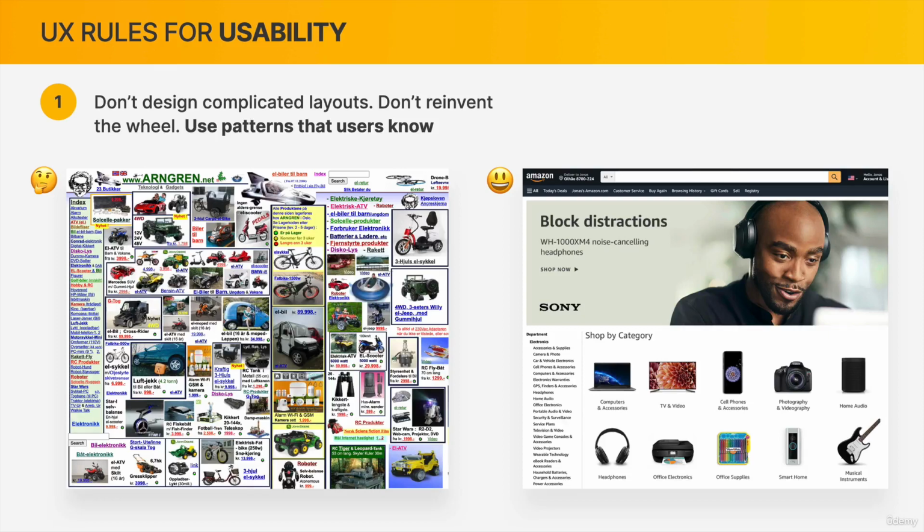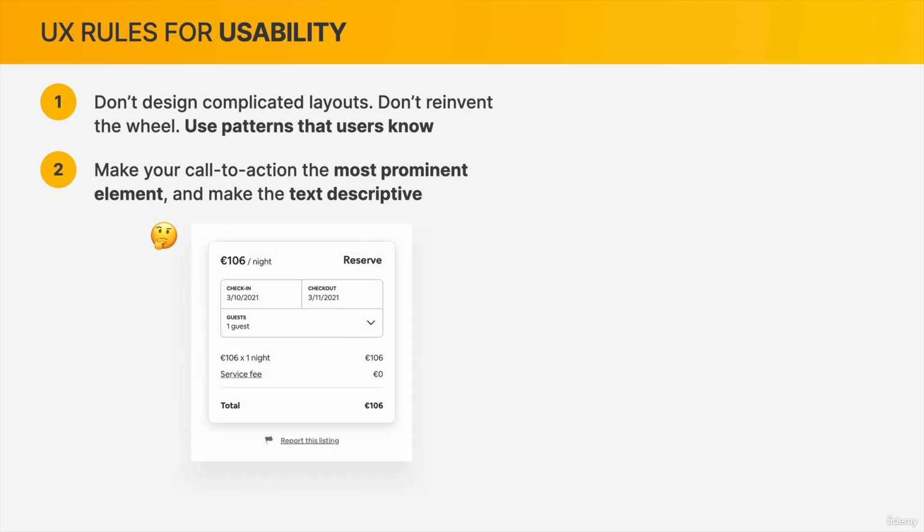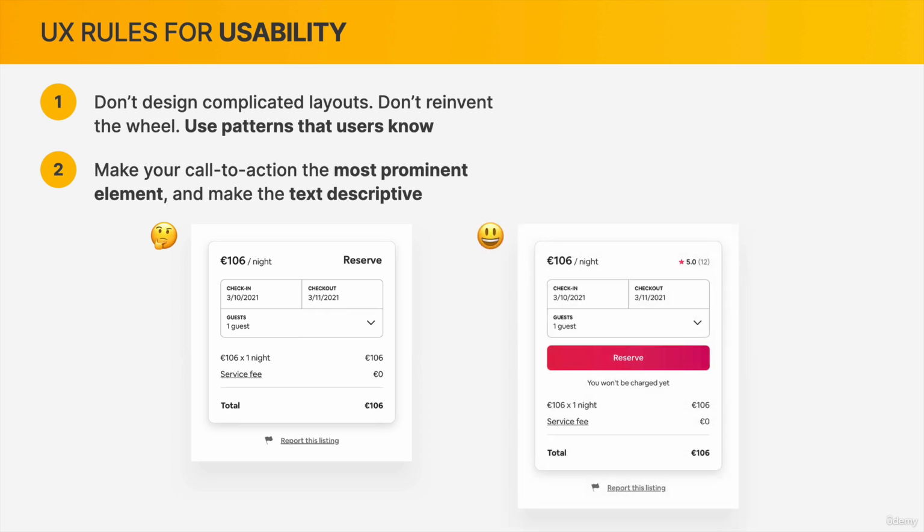Okay, never forget that. Next up, always make your call to action, which is usually a button, the most prominent element on the screen. Here, for example, the reserve button is quite difficult to find, and so this will create a frustrating experience for your user. On the other hand, here of course, it is pretty clear how you can reserve a booking. So all you have to do is to click this button. It is really clear because the button really stands out. It's really prominent. And so that's basically also what we learned in the lecture about visual hierarchy, right?